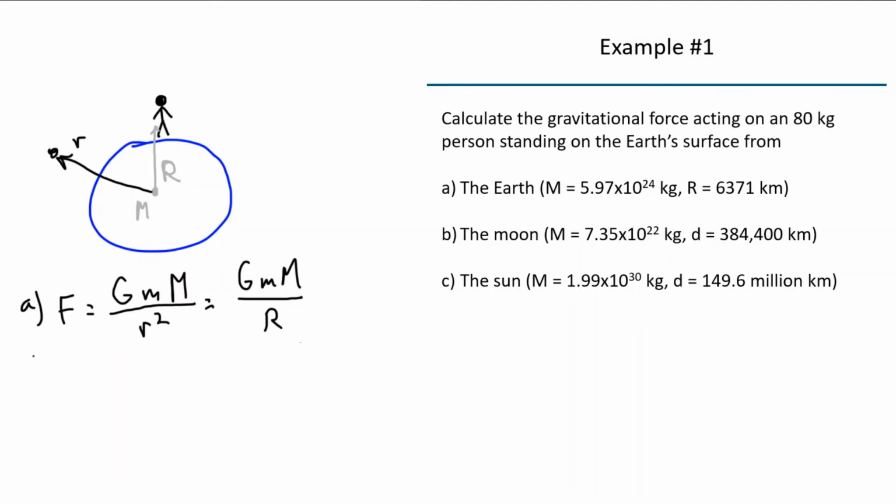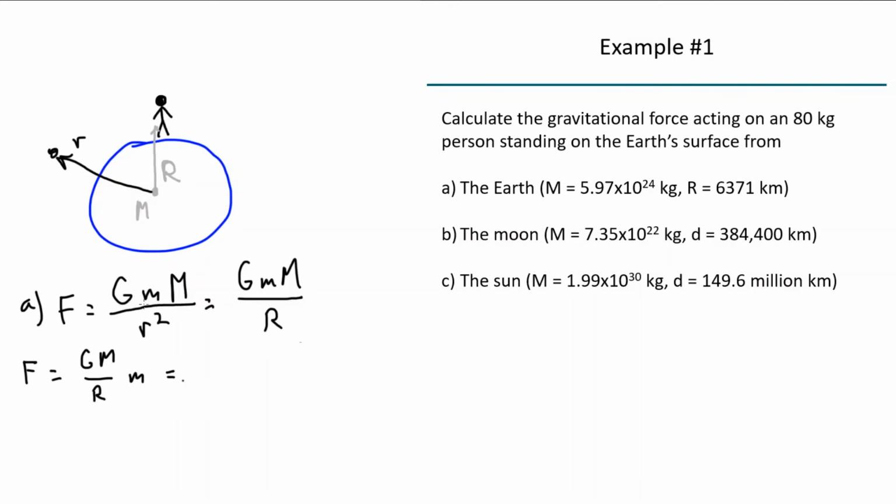So I'm going to go ahead and plug in my numbers to figure out what this force is. But first, I'm going to do something. I'm going to write this force as g times m over r times the mass of the person. And I'm just going to calculate what g times m over r is.